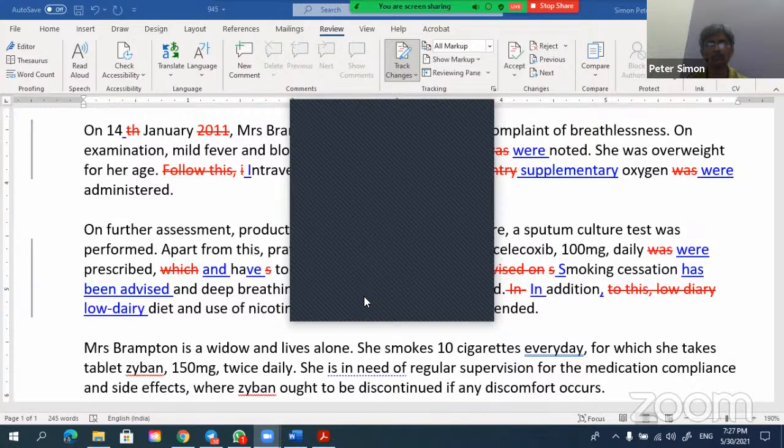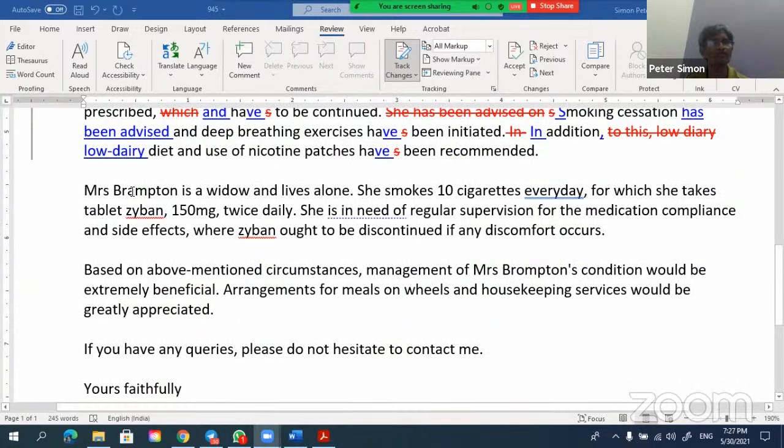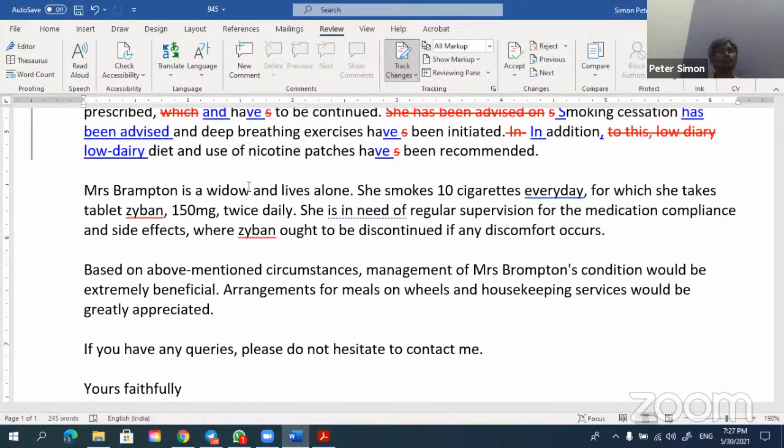Right. Mrs. Brampton is a widow and lives alone. Being a widow, Mrs. Brampton lives alone. You can also write it like that. Being is a gerund form. Being a widow, Mrs. Brampton lives alone. So you can write like that also.